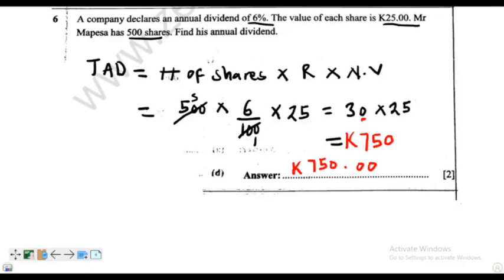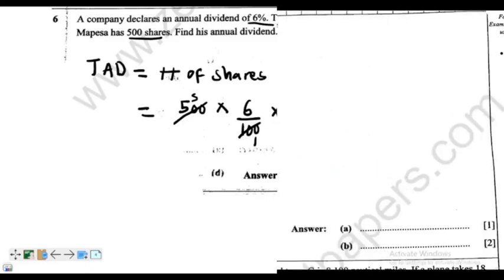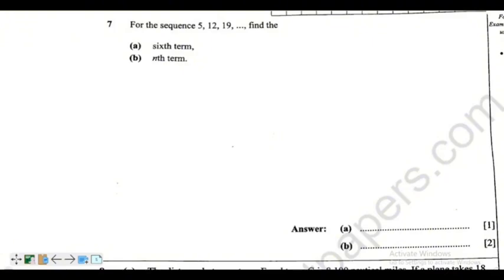Okay, we can now proceed to question 7. Okay, so we are now on question 7. So question 7 reads, for the sequence 5, 12, 19, find A, the 6th term, B, the nth term. So we have our sequence right here, 5, 12, and 19. This is our sequence. So they want us to find the 6th term.